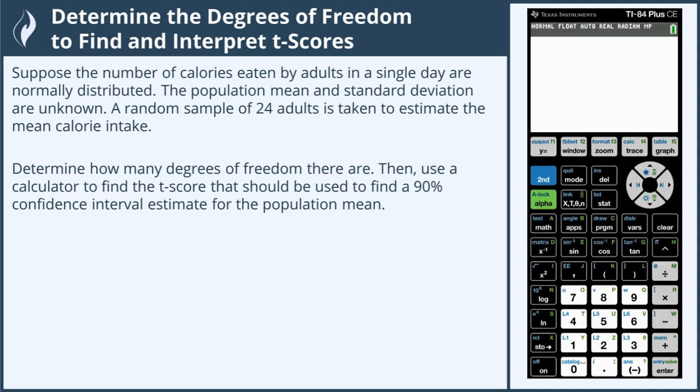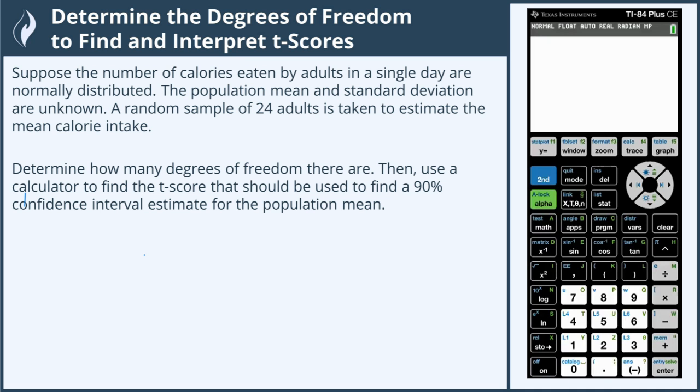Okay, so determine the degrees of freedom to find and interpret t-scores. So we want to basically find a t-score for a situation like this. Now, I hope you guys remember that you're only using t-scores and t-stuff when you're doing confidence intervals, and we're doing confidence intervals here, but for mean, when sigma, the population standard deviation, is unknown. And so it's important to be able to recognize that, whether the problem tells you or not.